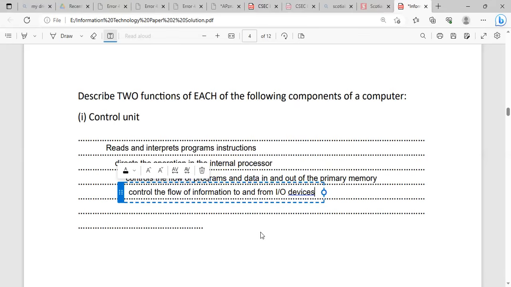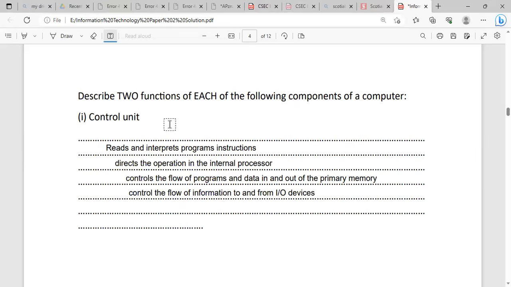All right, so they did say two, but here you have four. So let's go down to the next one that they want. Just to recap, it reads and interprets the program instructions, directs the operation in the internal processor, controls the flow of programs and data in and out of the primary memory, and controls the flow of information to and from other devices. All right. Let's proceed.